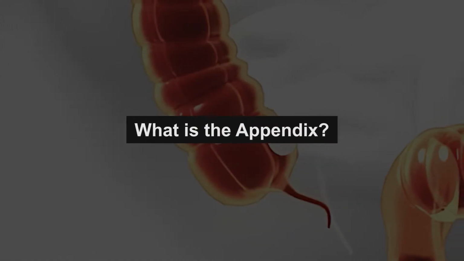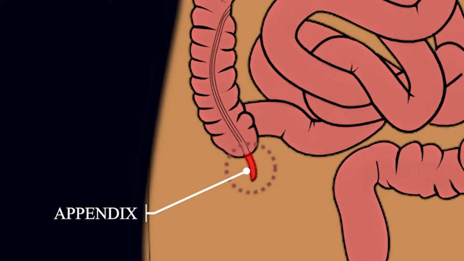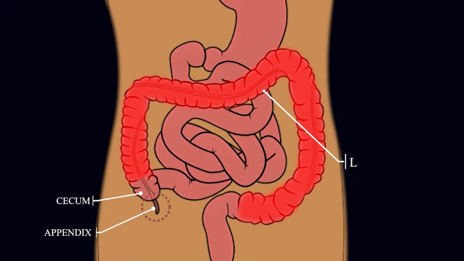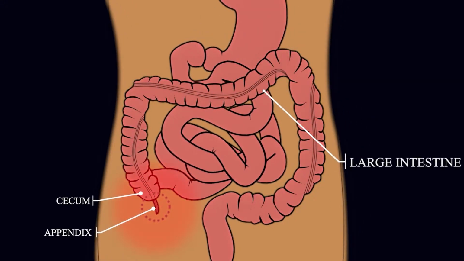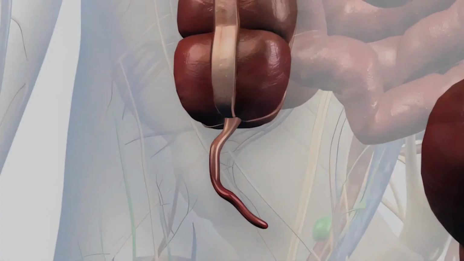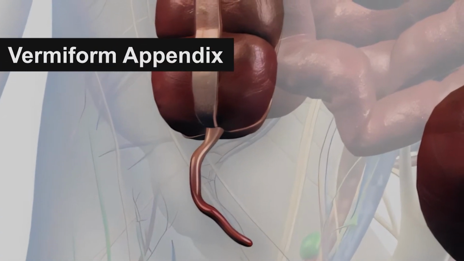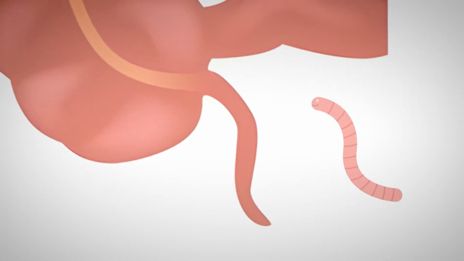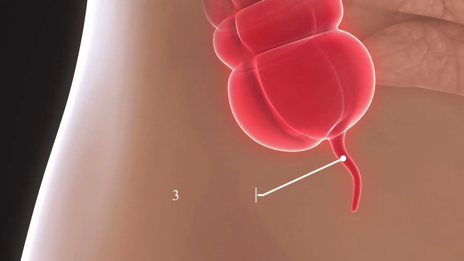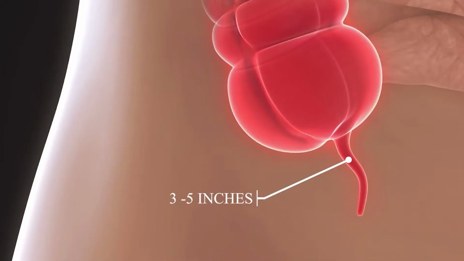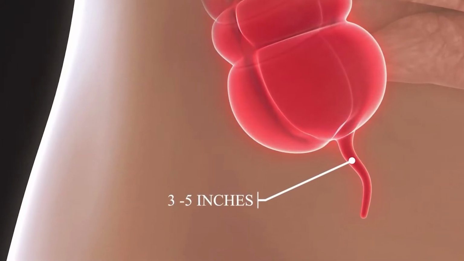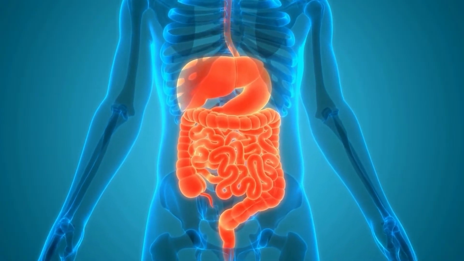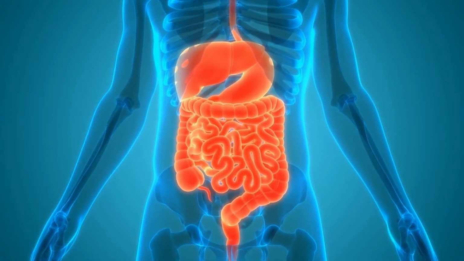What is the appendix? The appendix is a small, tube-like structure that sticks out from the cecum, which is the first part of the large intestine. It's found in the lower right side of your abdomen. In medical terms, it is called the vermiform appendix, which means worm-shaped appendix, because it looks like a small worm or finger. It is usually 3 to 5 inches long. Even though it's tiny and doesn't play a big role in digestion like the stomach or small intestine, its structure and position tell us a lot about its past and maybe even its purpose today.